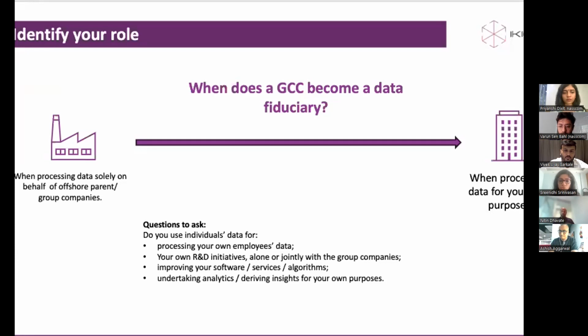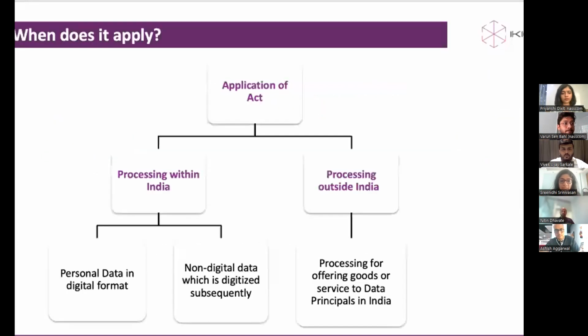If you're developing your own products, services, algorithms, or doing your own analytics, in all of these situations you're not simply a data processor discharging some obligations; you're doing your own data processing activity. So really the first step would be identifying what your role is for each distinct activity, each team, what it is that they're trying to do, where you're calling the shots with respect to the activity that you're carrying out.